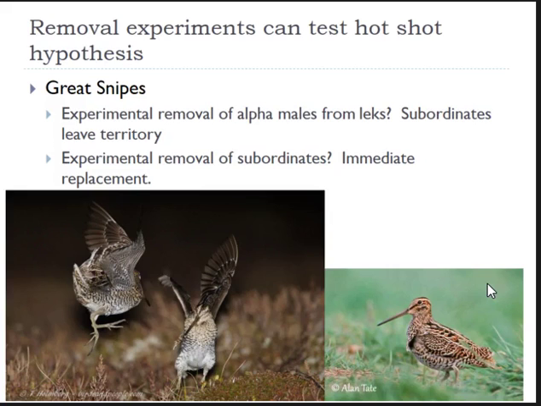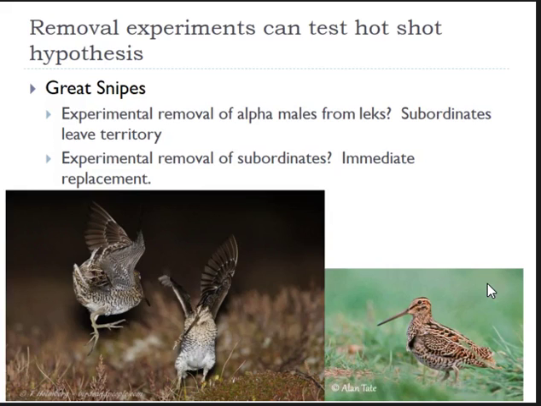So this is a study that was done in great snipes. You guys ever heard of snipe hunting? Yeah, so this is a thing. These are Australian snipes, but this is a snipe. It's a little sandpiper shorebird. But these guys tend to display at night. Here are two males that are sort of competing with one another.